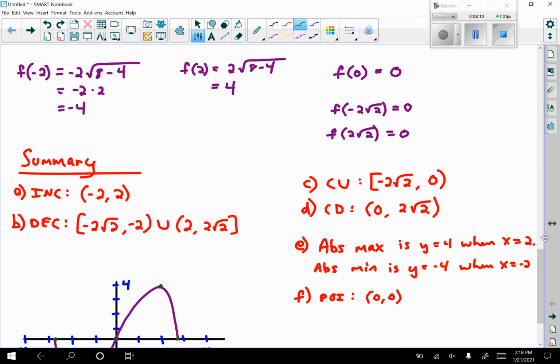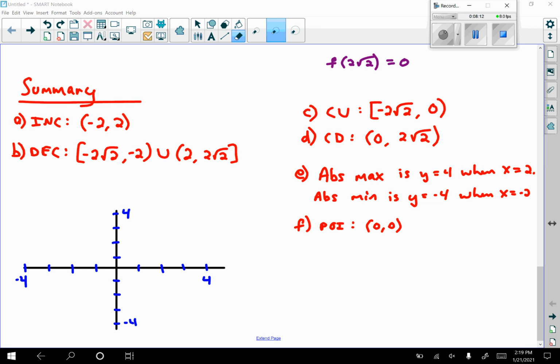Our function is increasing from negative 2 to 2. Our function is decreasing, and because these are the endpoints, I put the brackets here. Now on my solutions with work, just the PDF, I forgot to put my negative here, but it goes from negative 2 radical 2 to negative 2, and then from 2 to 2 radical 2. Concave up, again at the ends, I should have brackets. So even right here, should have a bracket.